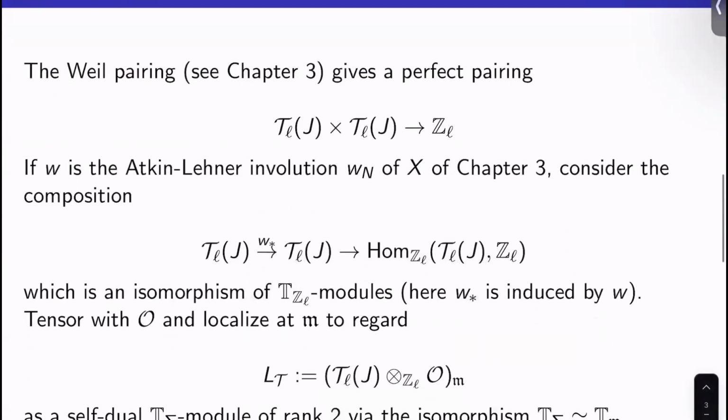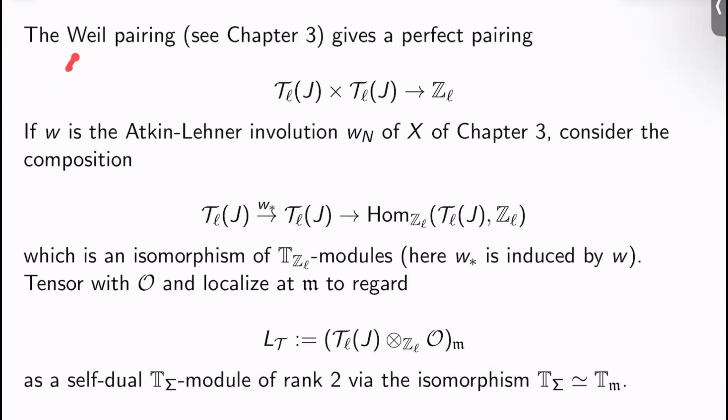So let's define this module L sub T. So the Weil pairing, and I would encourage you to go back to chapter 3 if you don't recall the Weil pairing, gives me a perfect pairing from the Tate module T_L J cross T_L J to Z_L. And if W is that Atkin-Lehner involution W sub n of X, the modular curve, see chapter 3 on that Atkin-Lehner involution, you can consider the following composition.